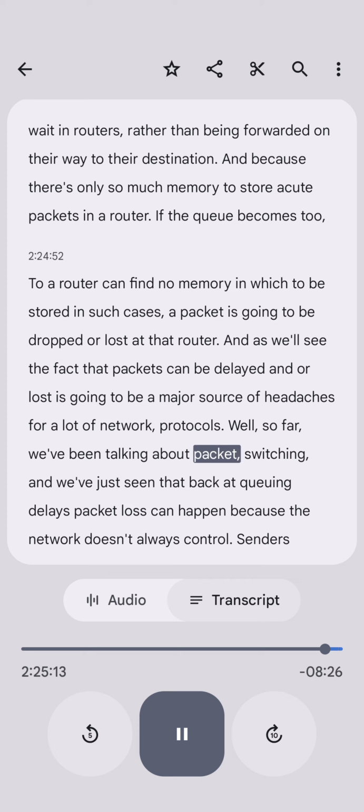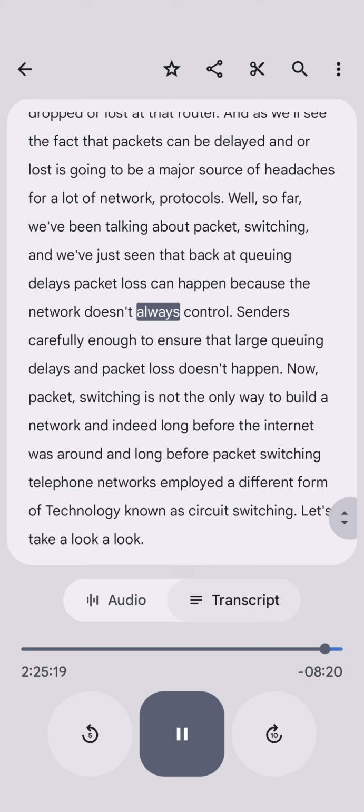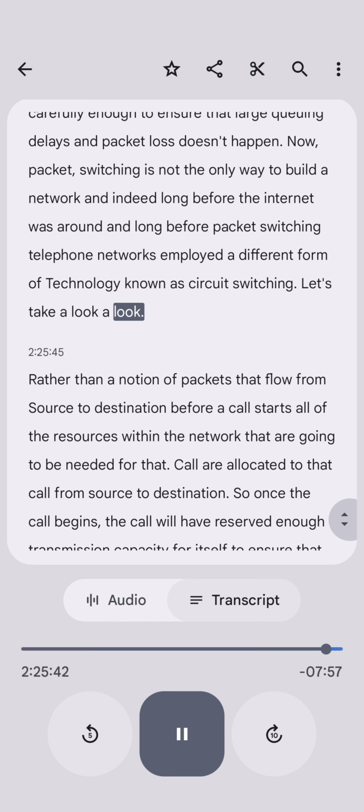Well, so far we've been talking about packet switching, and we've just seen that packet queuing delays and packet loss can happen because the network doesn't always control senders carefully enough to ensure that large queuing delays and packet loss don't happen. Now, packet switching is not the only way to build a network, and indeed, long before the internet was around and long before packet switching, telephone networks employed a different form of technology known as circuit switching. Let's take a look at circuit switching.